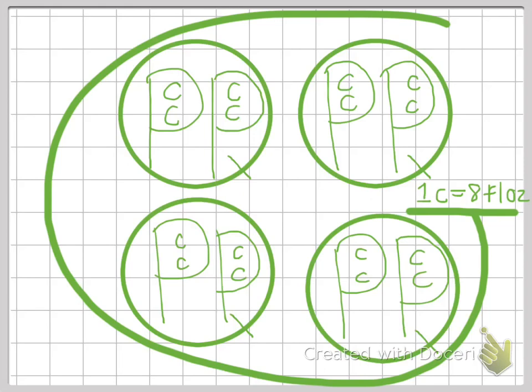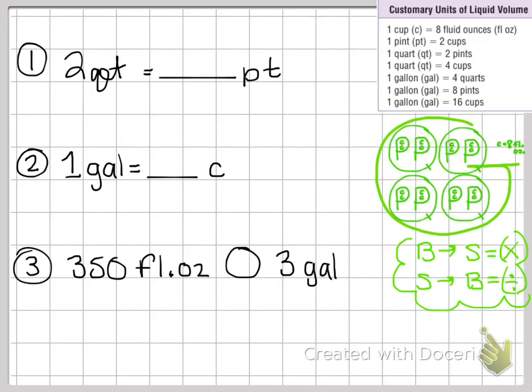So we're going to be using this visual as a way to help us convert different units of liquid volume. Over here on the right side of your screen, you're going to see the customary units of liquid volume table, the gallon bot visual that we just showed you on the last page, and then our rules of bigger to smaller, multiply, smaller to bigger, divide. For number 1, we're looking at 2 quarts is equivalent to how many pints? In 1 quart there are 2 pints, so in 2 of those, we would need to multiply that by 2 and get a total of 4 pints.